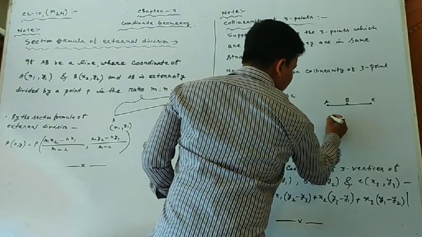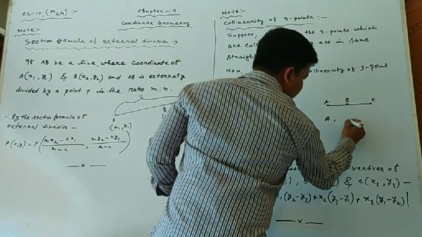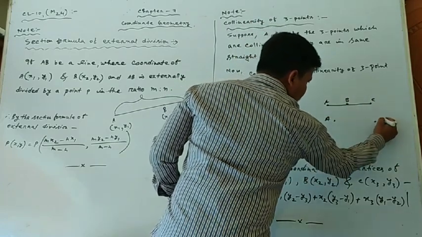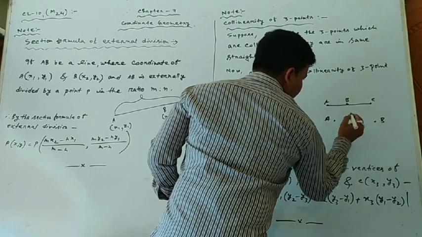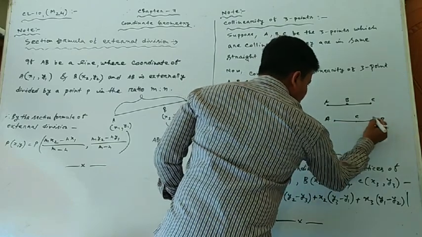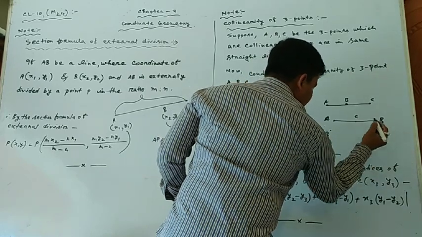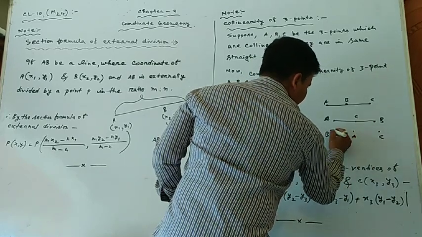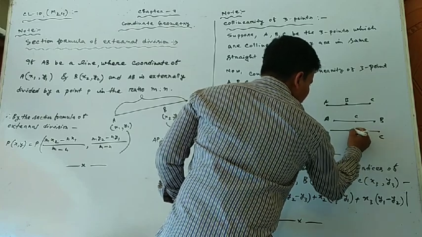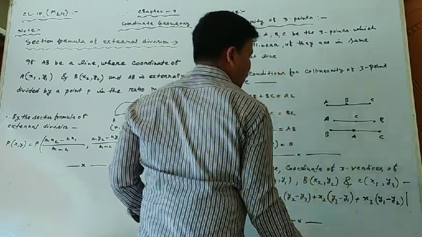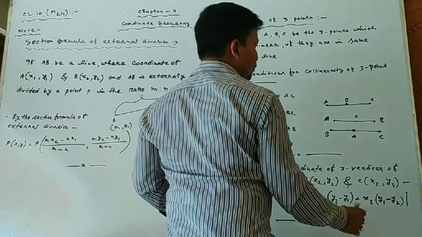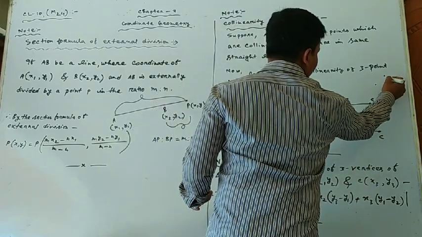Either you can arrange this way, A, this one is B, and maybe in the middle C. Or suppose B, this one is C, BC, and this one is A. Like this also we can arrange. Okay. Or one more thing, suppose 3 points are collinear or not.